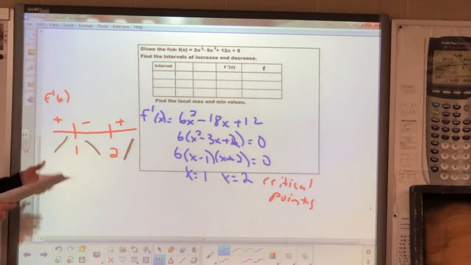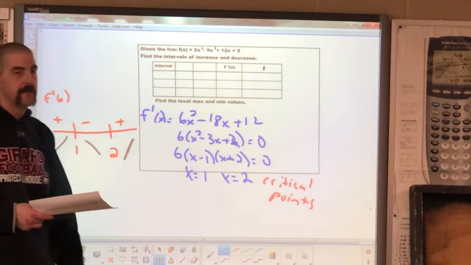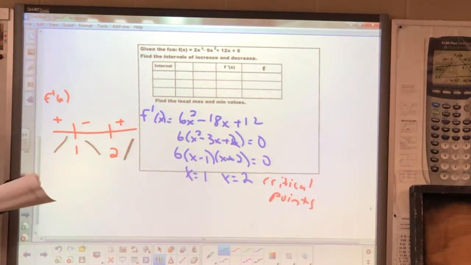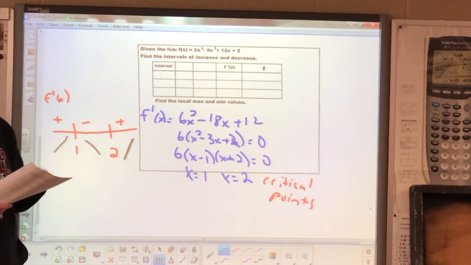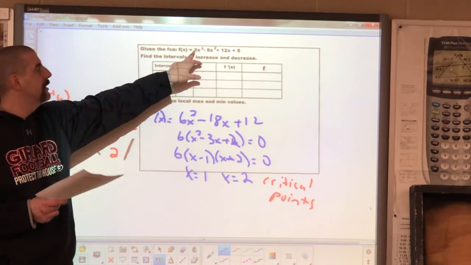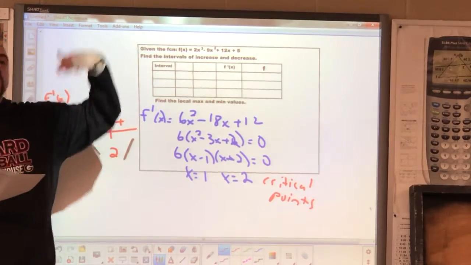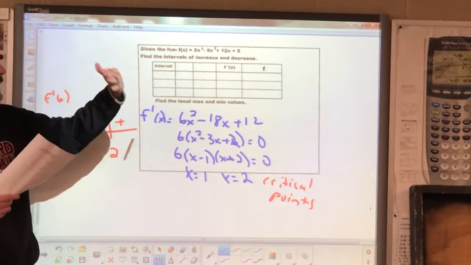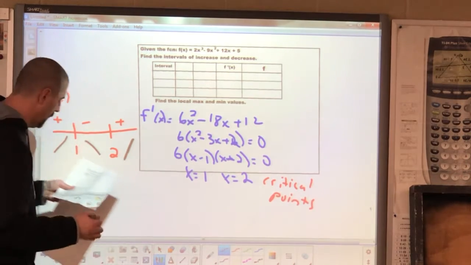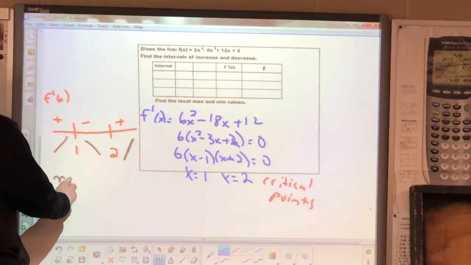But we want to find those values. Again, we want to find those local mins and maxes. So how am I going to find it? Think about it. These points are our critical points. You take those values, plug them back into the original function, and that'll tell you the y coordinate. These are our x coordinates. So we're going to find our y coordinate that corresponds.